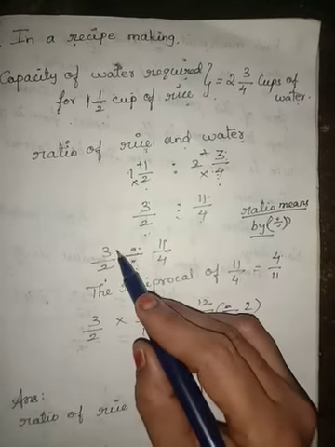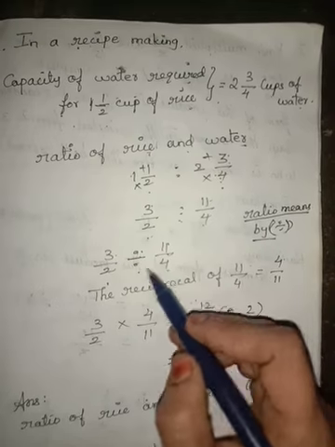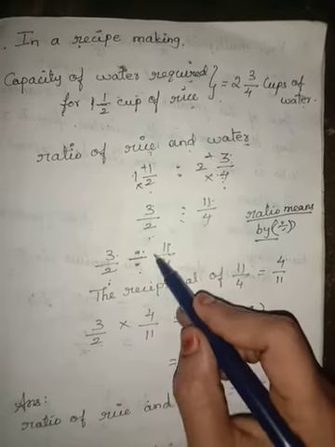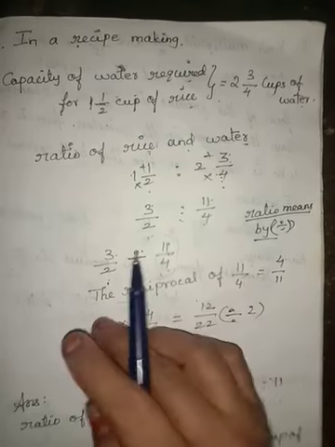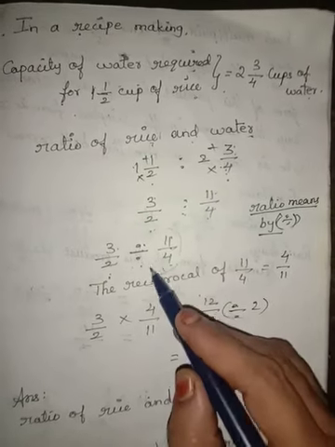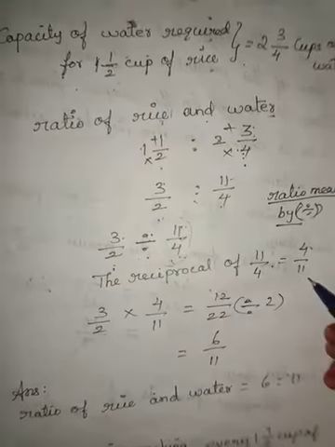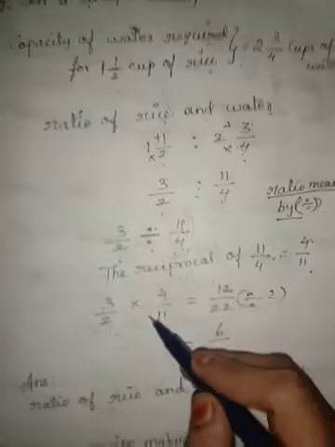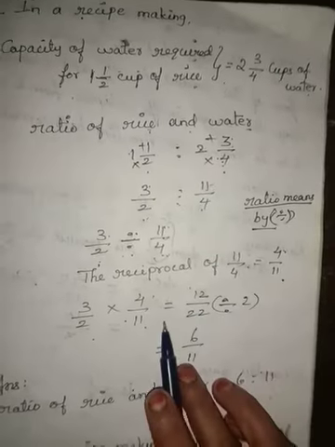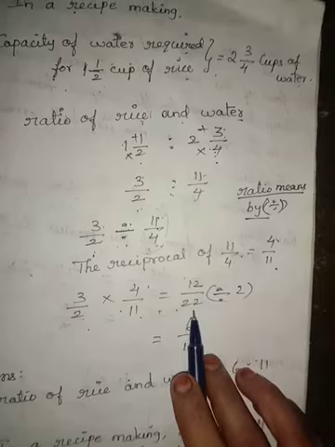What is the ratio of 3 by 2 divided by 11 by 4? So 3 by 2 multiplied by the reciprocal of the divisor gives the answer. We find the reciprocal of 11 by 4, which is 4 by 11. Then 3 by 2 multiplied by 4 by 11.